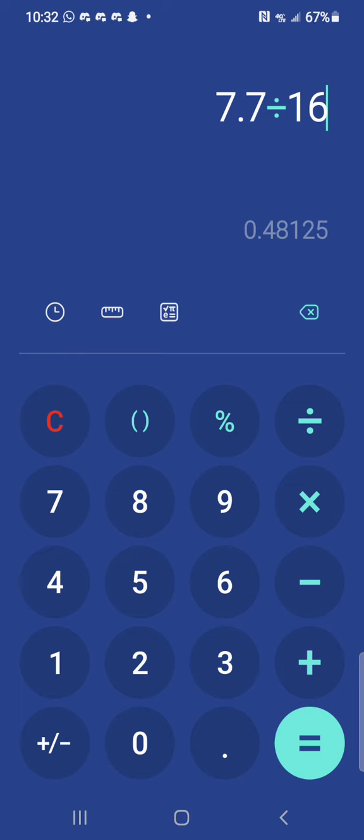Is that correct? Yeah, 7.7 divided by 16. That will give me 0.48. So 0.48 becomes my average lot size. So average is equal to the total lot size you have used divided by the total number of trades. So my average now is 0.48. So how do I now determine my trading range since my average is 0.48?